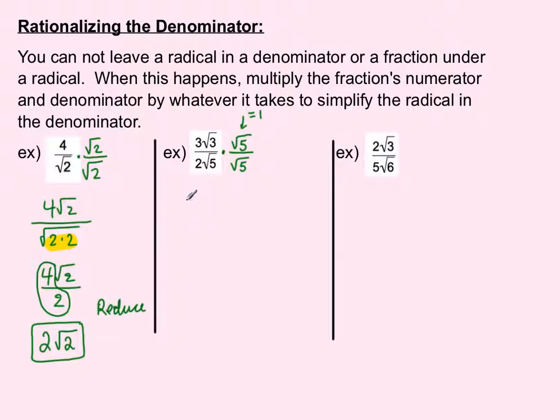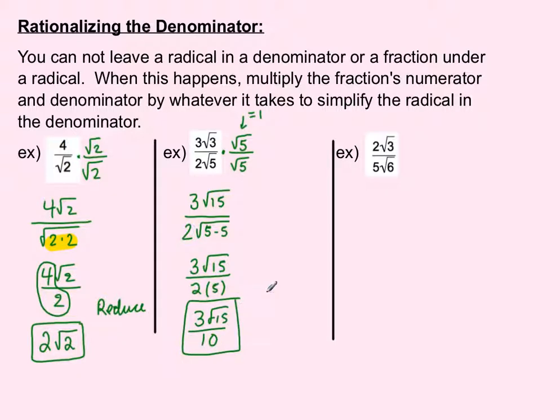If I use my multiplying rules, my numerator is now 3 times the square root of 15, right? Coefficient times coefficient, radicand times radicand. My denominator is 2 times the square root of 5 times 5. Well, bingo, that's a pair of 5's. So I have 3 square root of 15 over 2 times 5. That's 3 square root of 15 over 10. 3 over 10 doesn't reduce. This is done. Common mistake, dropping that 2. Make sure you carry that down and multiply it by the 5 at the end.